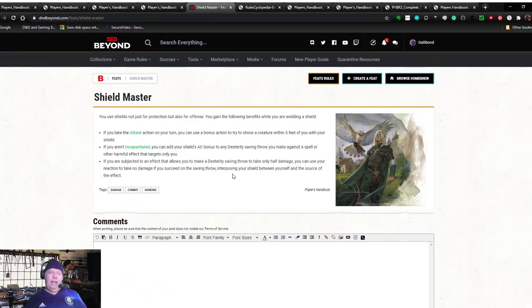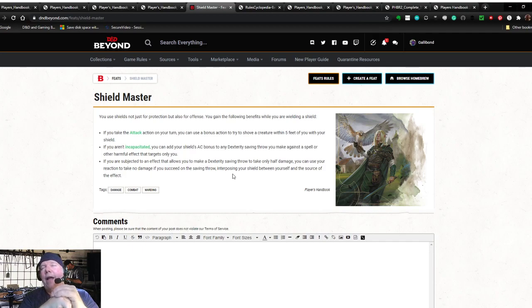All right, and now we finally come to the shield master feat itself. Okay, your shield's not just for protection, but also for offense. You gain the following benefit while you're wielding a shield. If you take the attack action on your turn, you can use a bonus action to try to shove a creature within 5 feet of you with your shield. And if you aren't incapacitated, you add your shield's AC bonus to any dexterity saving throw you make against a spell or other harmful effect that targets you. And if you are subject to an effect that allows you to make a dexterity saving throw to take only half damage, you can use your reaction to take no damage if you succeed on the saving throw, interposing your shield between yourself and the source of the effect.